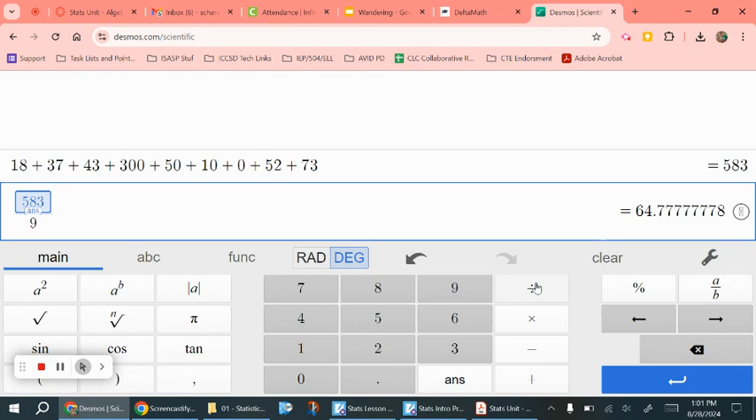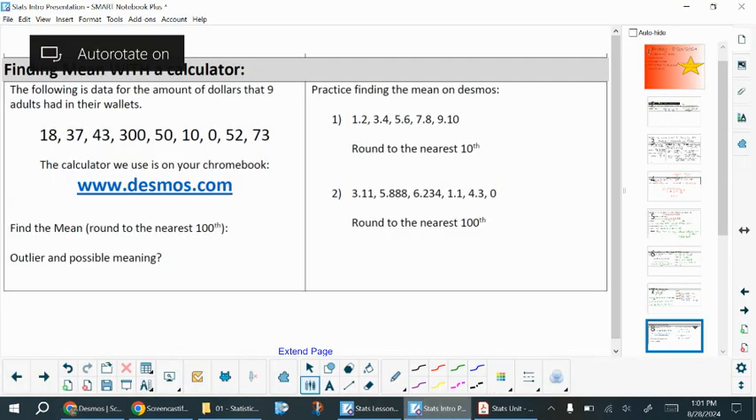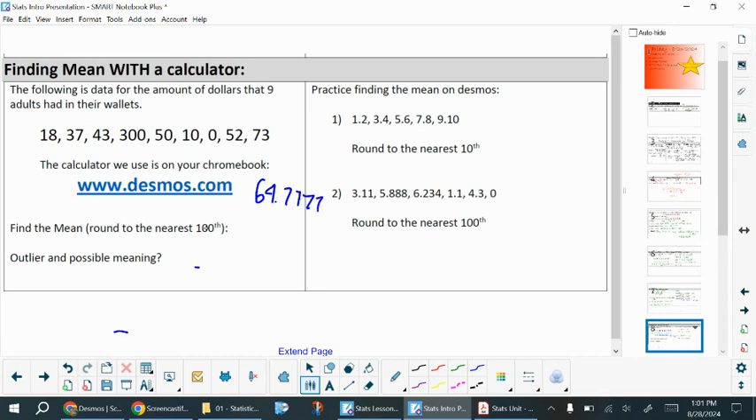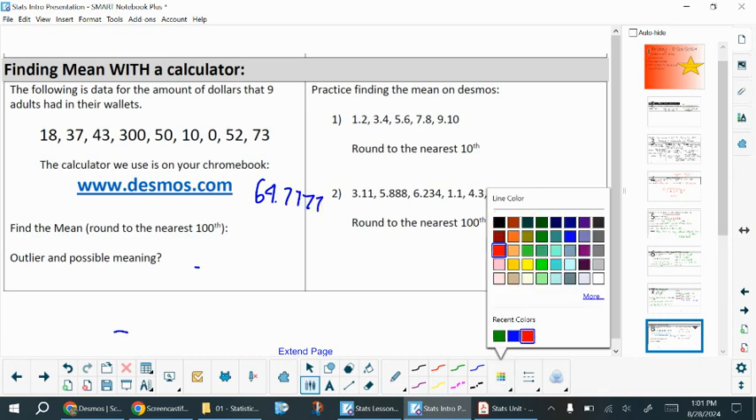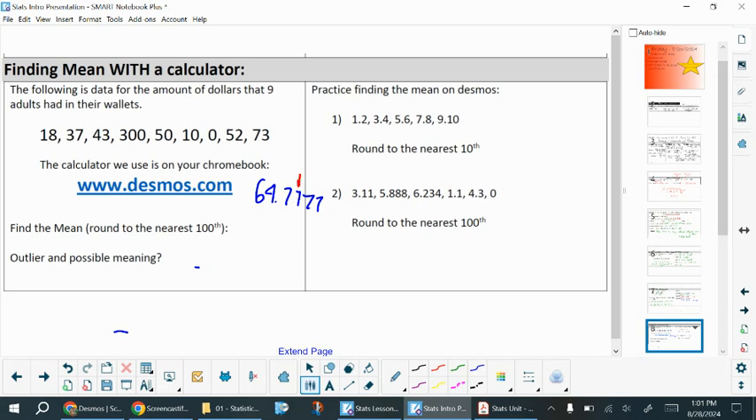If I go in here, I'm going to write that down just so you can see. It says round to the nearest hundredth. So I'm going to put an arrow at the hundredth spot, look at this one, and that's going to tell me to round up because it's a 7, it's bigger than 5, so I'm going to go 64.8. That's going to be my rounded value.